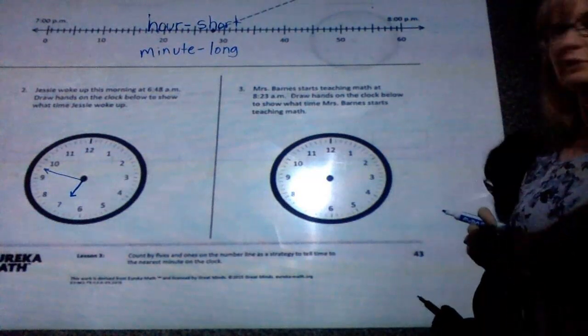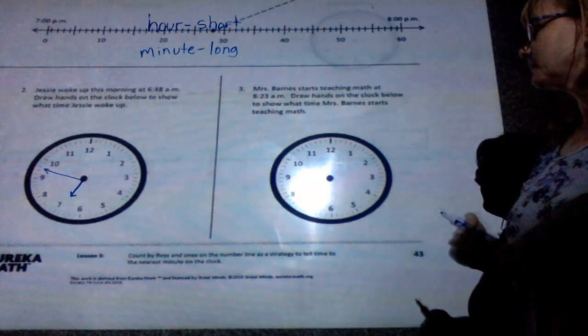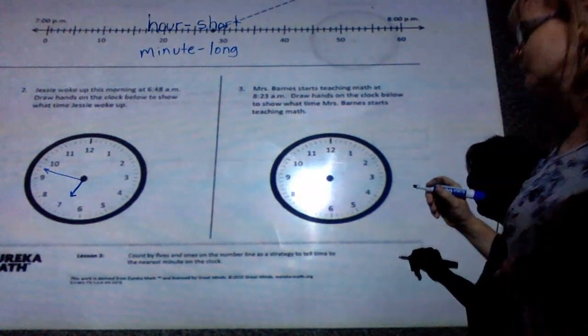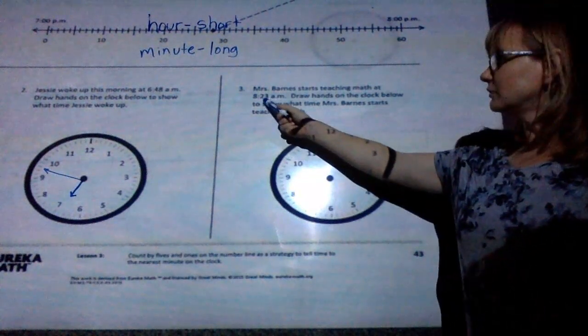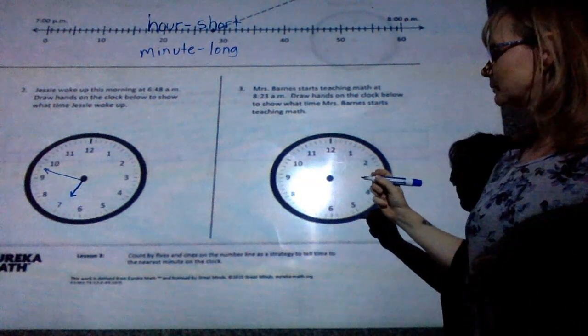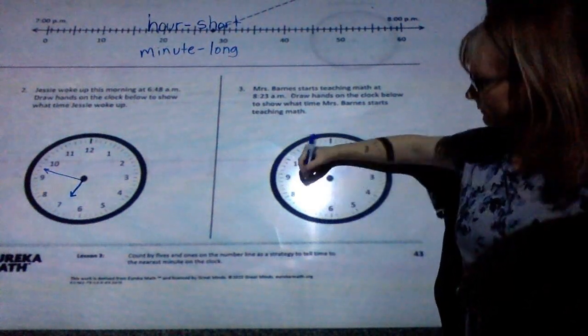Mrs. Barnes starts teaching math at 8:23. Draw hands on the clock below to show what time Mrs. Barnes starts teaching math. We need to write 8:23 on here. 8 is our hour. The short one goes on 8. 23 isn't halfway to 30 yet, so I'm going to keep it mostly on 8, just a little bit after it.